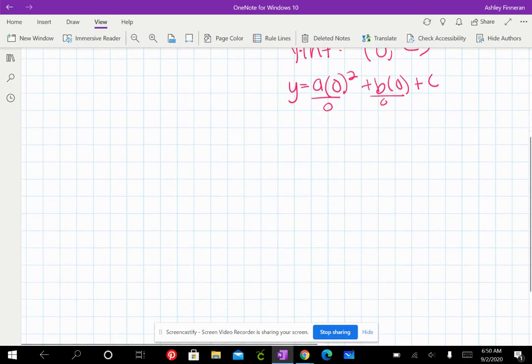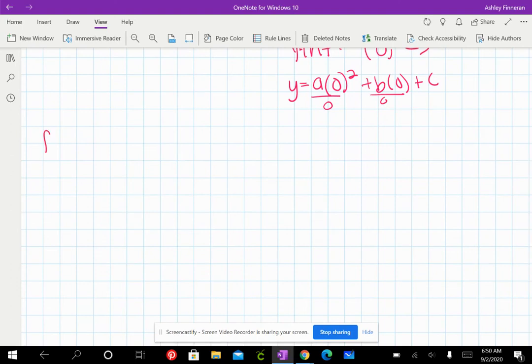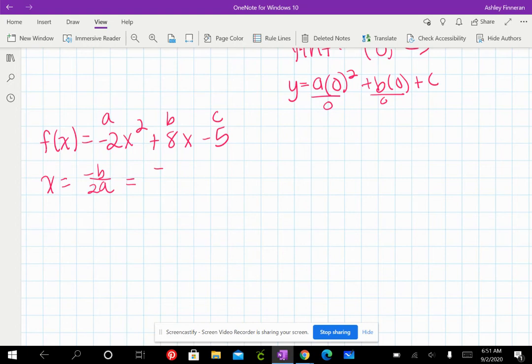All right, so let's take a look at a function. I have f of x equals negative 2x squared plus 8x minus 5. And the first thing I always find is the axis of symmetry, so I can find the vertex. So we have a, b, and c. Watch your signs. Make sure you take the sign with the value of a, b, or c. So in this case, x is equal to the opposite of b over 2a. Negative 8 divided by negative 4 is 2. So then the x of my vertex is 2.